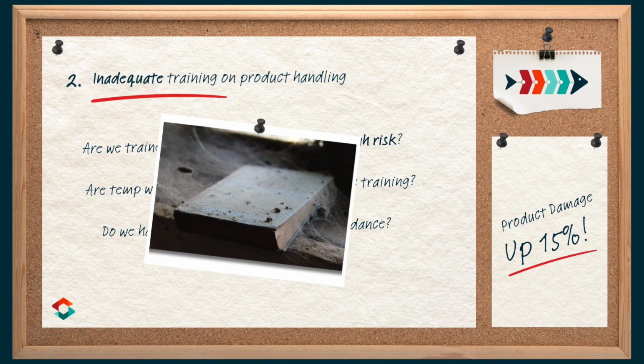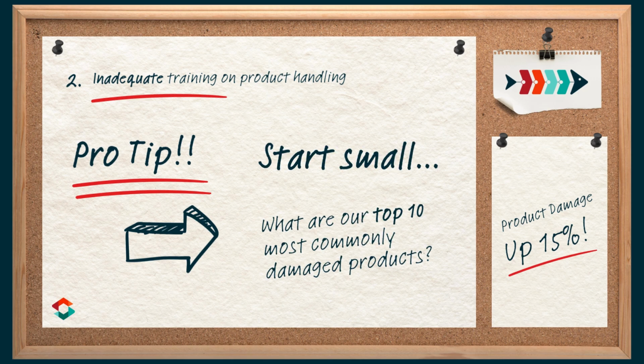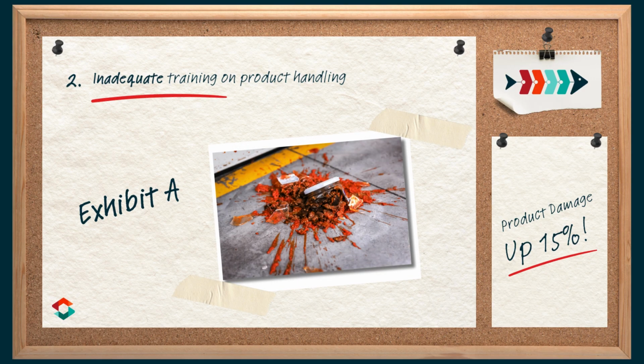Here's another pro tip. Start small. Identify your top 10 most frequently damaged products and create a quick hit training module around how to handle each one of them. You can also do this for specific product groups if there are some groups of items more prone than others. Use photos, short videos, and real-world examples. Better yet, make it part of your daily huddles or pre-shift refreshers. Because when your people know how to handle products with care and they've been trained to do it well, you'll see damage drop, accountability rise, and your warehouse floor run a whole lot smoother.